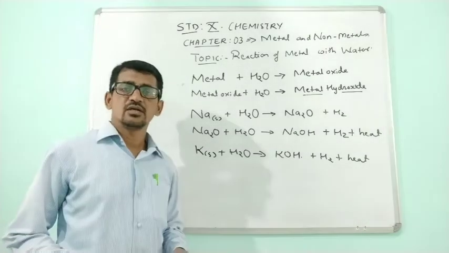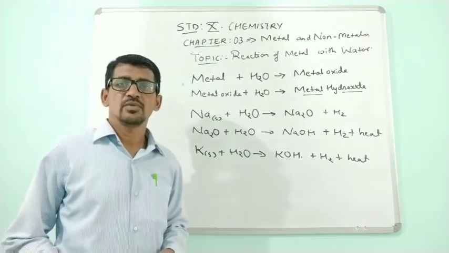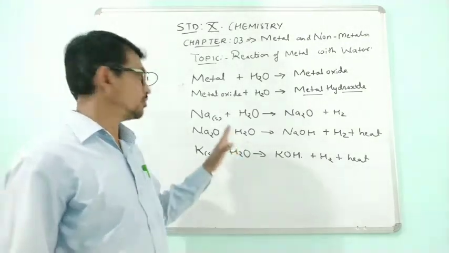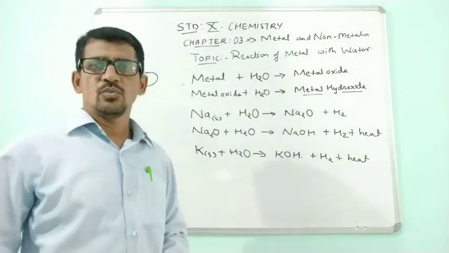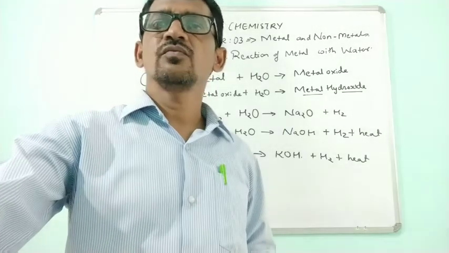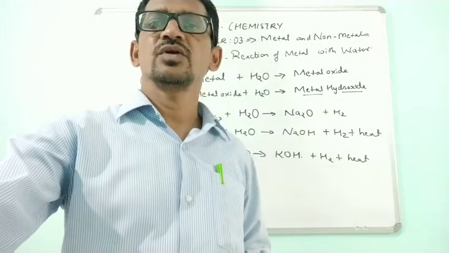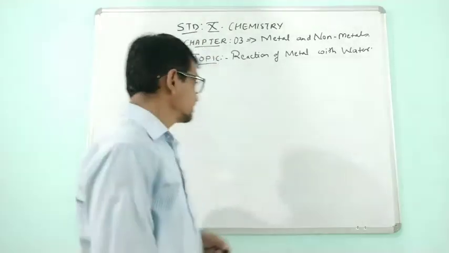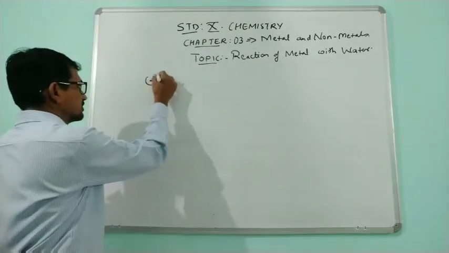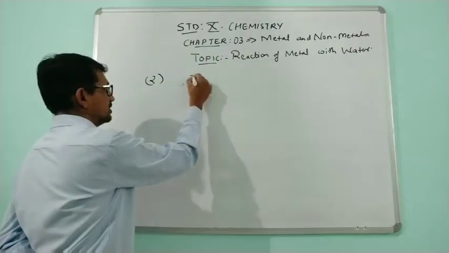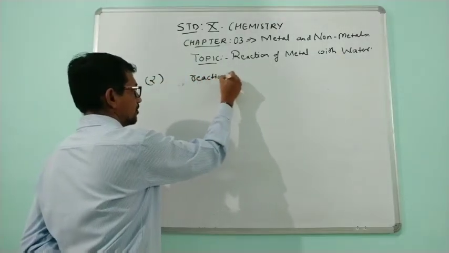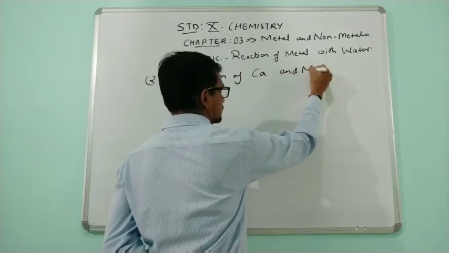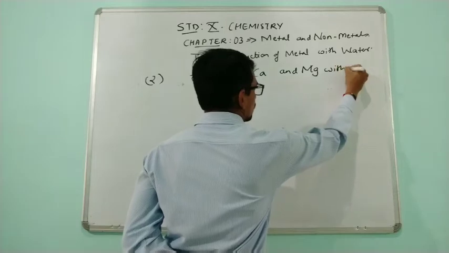The second reaction we discuss is about calcium and magnesium. Okay, these metals are somewhat less reactive as compared to sodium and potassium. So the reaction of calcium and magnesium with water. Okay, second reaction, that is the reaction of calcium and magnesium with water.